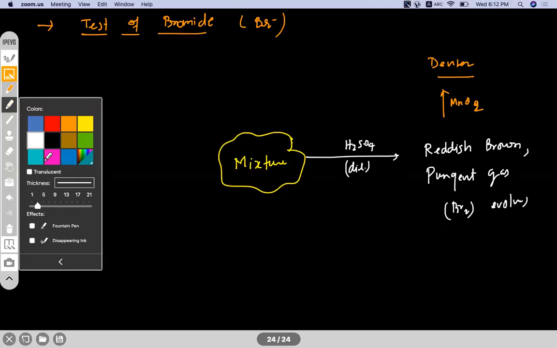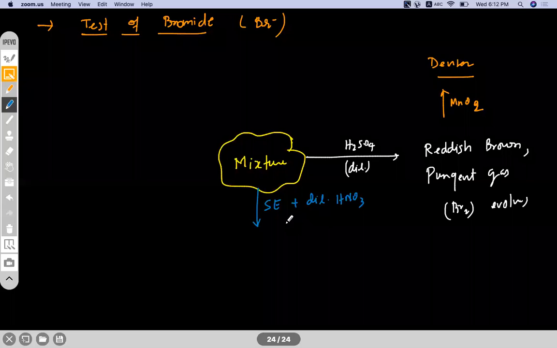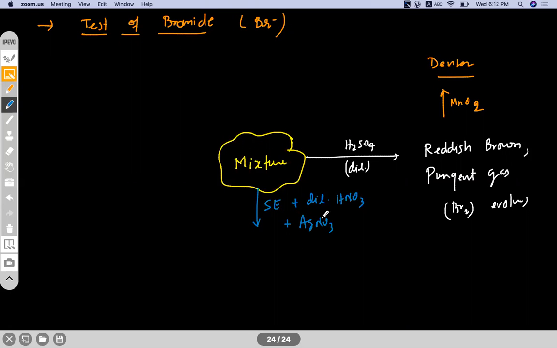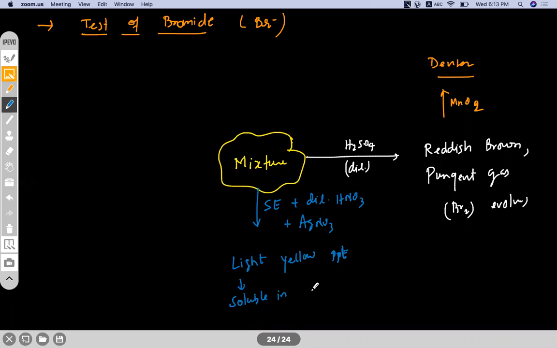If you have sodium extract, if you add dilute HNO3 with AgNO3 solution, it forms a light yellow precipitate. A light yellow precipitate forms, which is soluble in NH3, ammonia.